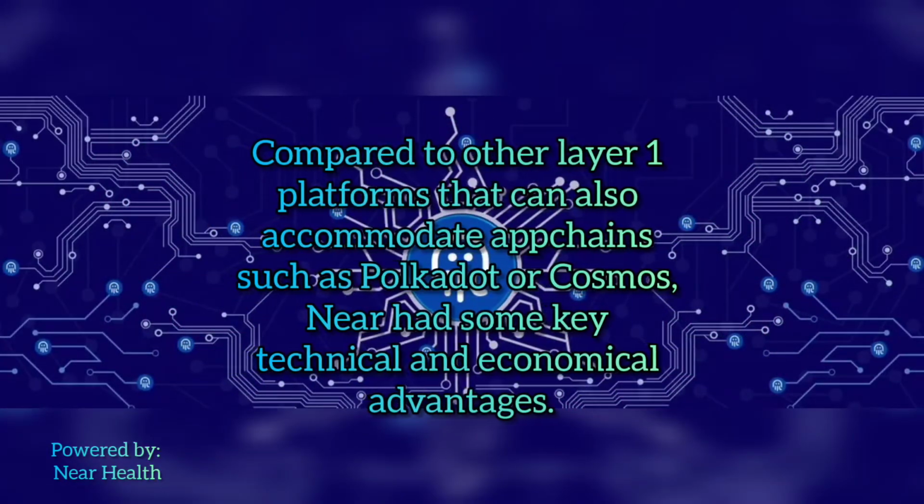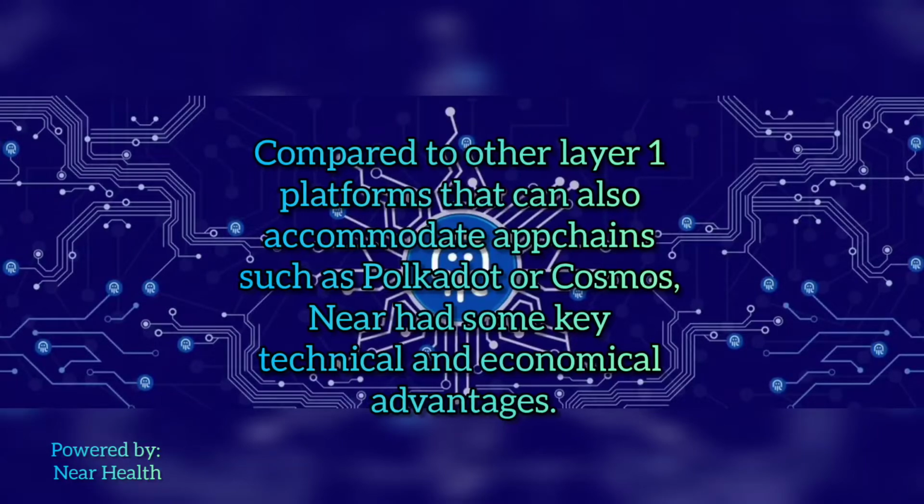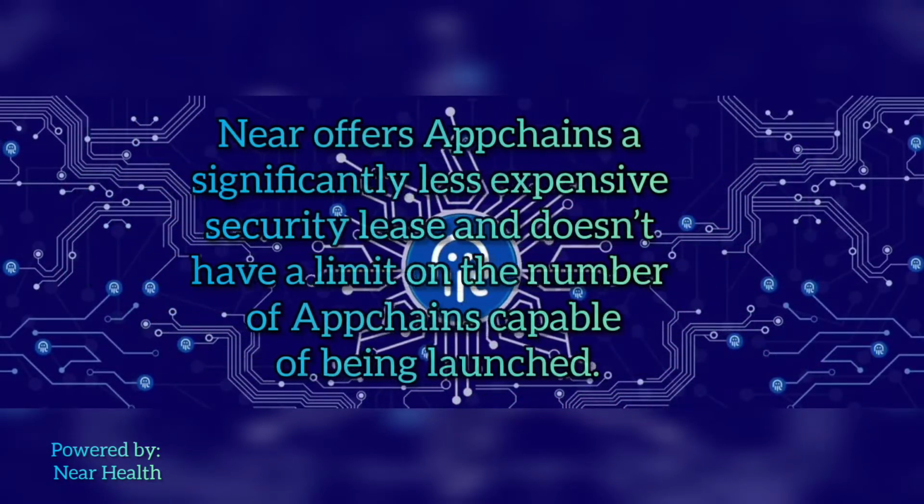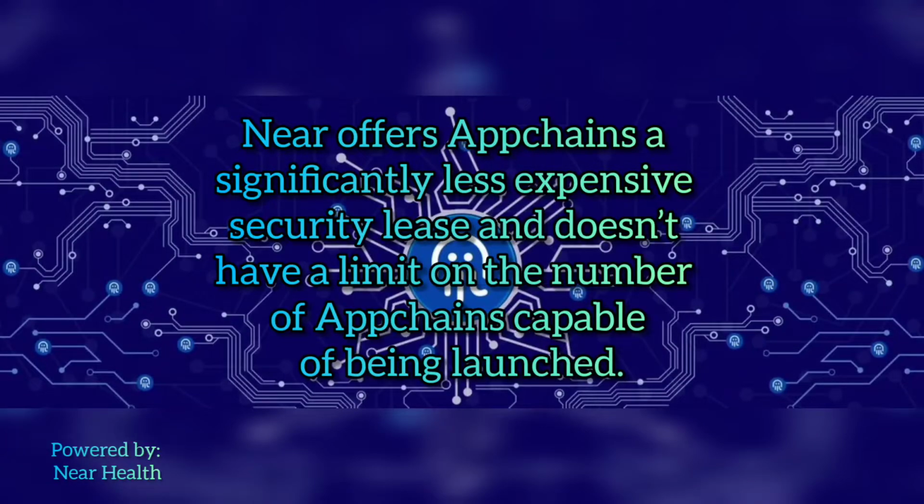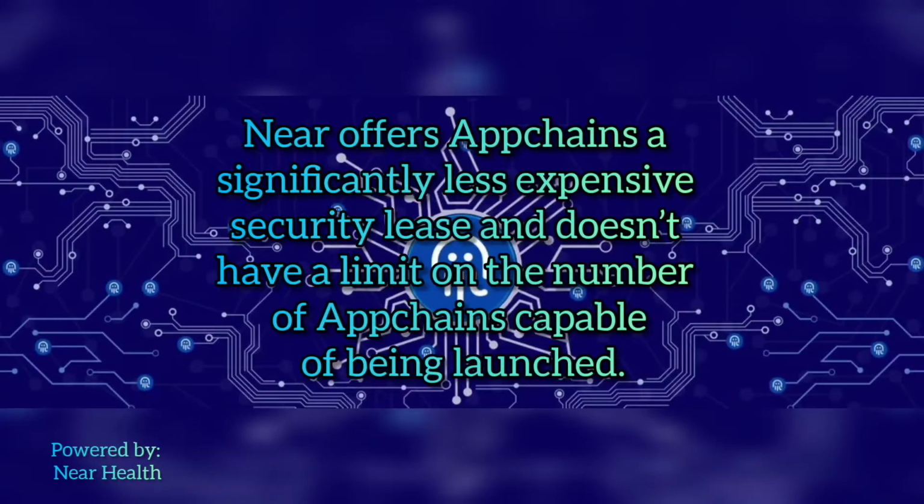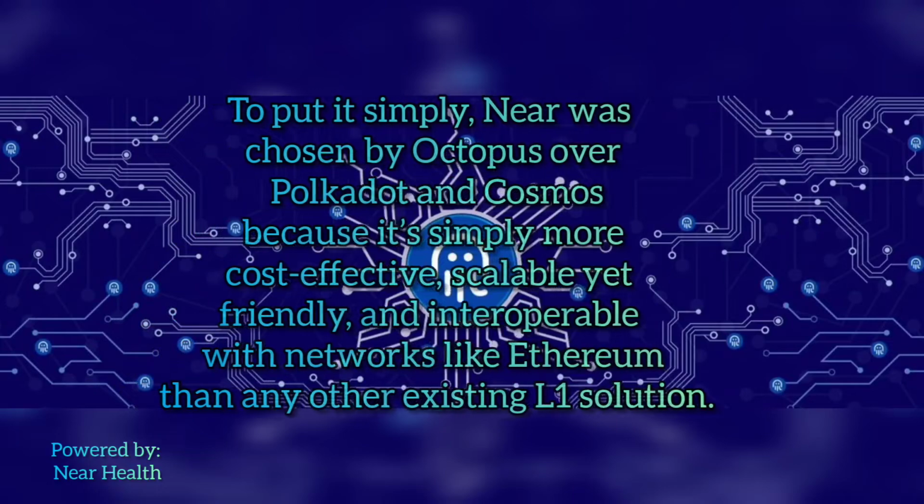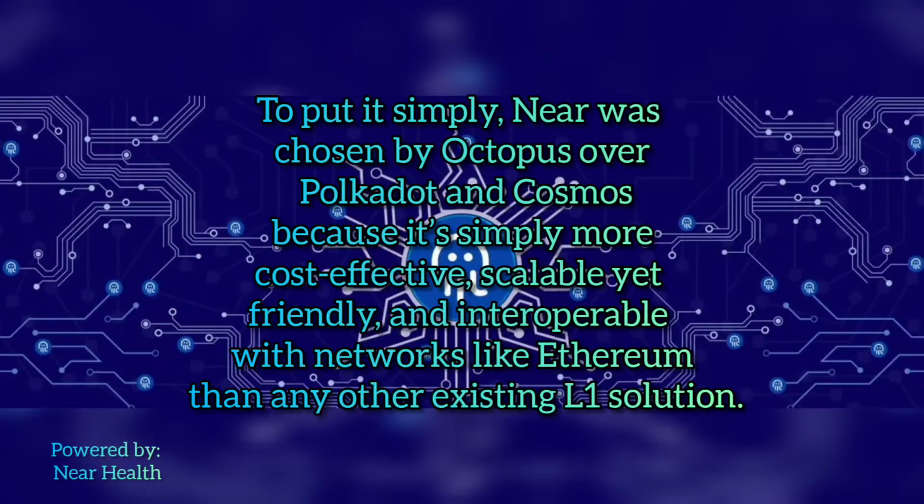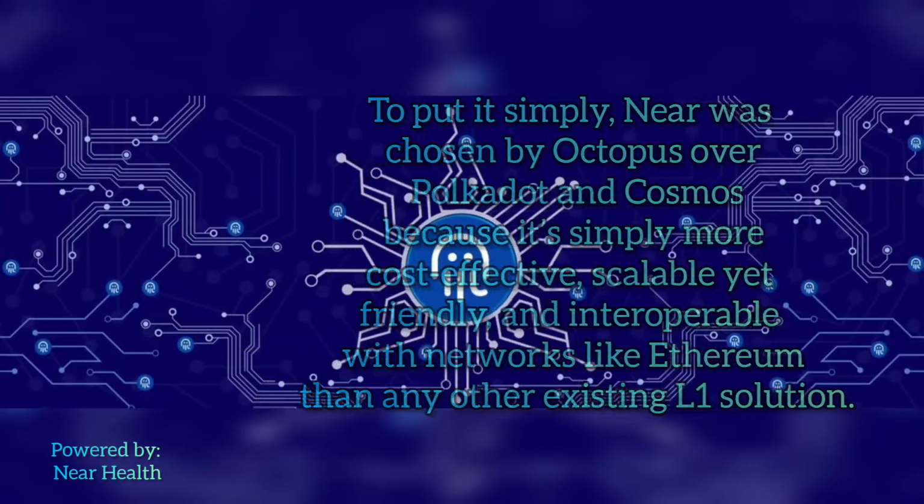Compared to other Layer 1 platforms that can also accommodate Appchains such as Polkadot or Cosmos, Near has some key technical and economical advantages. Near offers Appchains a significantly less expensive security lease and doesn't have a limit on the number of Appchains capable of being launched. To put it simply, Near was chosen by Octopus over Polkadot and Cosmos because it's simply more cost-effective, scalable yet friendly, and interoperable with networks like Ethereum than any other existing Layer 1 solution.